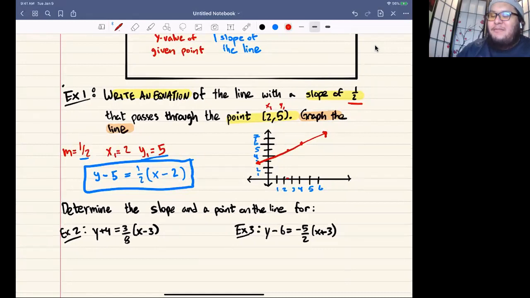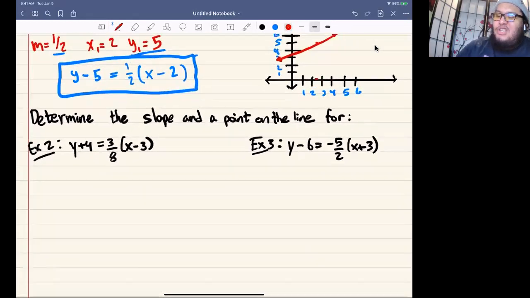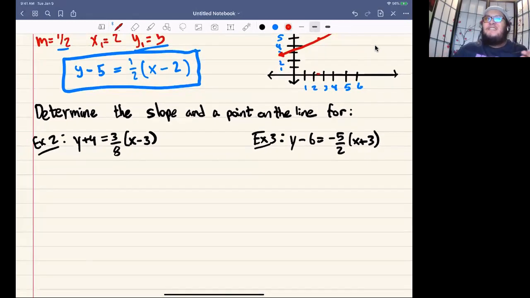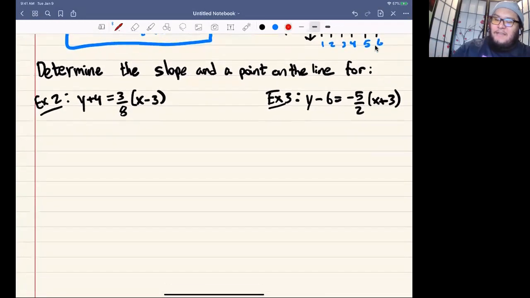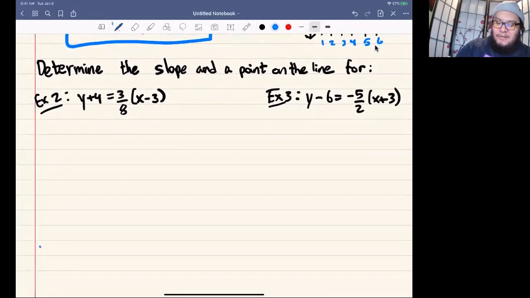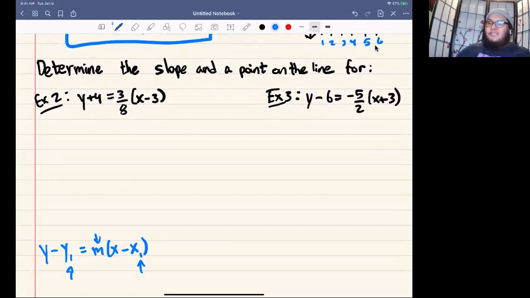All right, so the other type of problems you're gonna need to know is how to do this. Determine the slope and the point on the line for the equations. Remember, point slope form is y minus y1 is equal to m times x minus x1, where this is the x value of our point, and this is the y value of our point, and this is our slope. All right, so let's identify our slope.